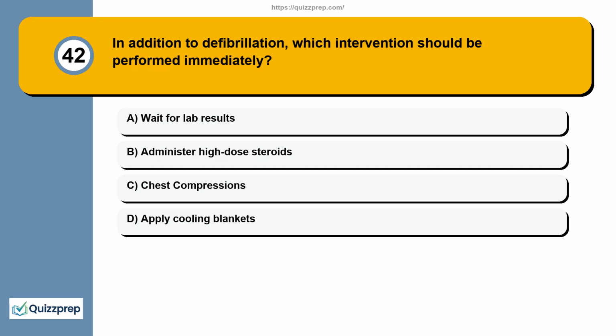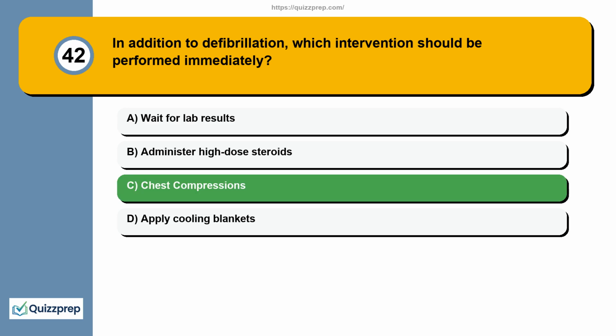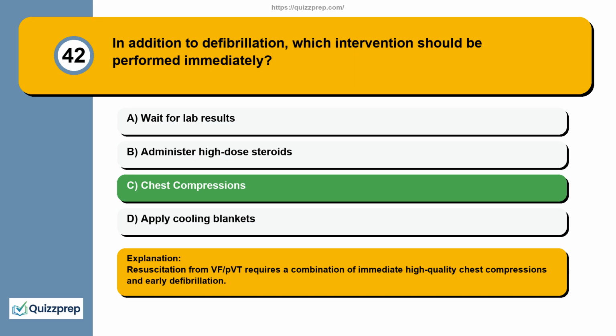Question 42. In addition to defibrillation, which intervention should be performed immediately? Wait for lab results, administer high-dose steroids, chest compressions, apply cooling blankets. Resuscitation from VF/pVT requires a combination of immediate high-quality chest compressions and early defibrillation.